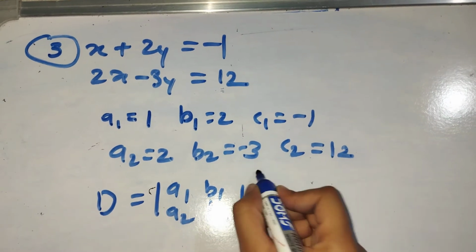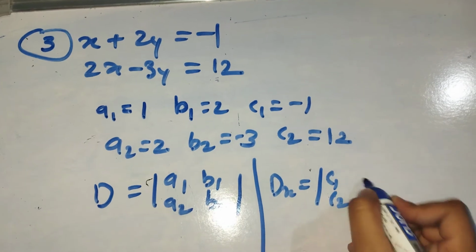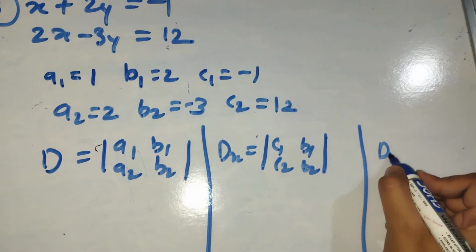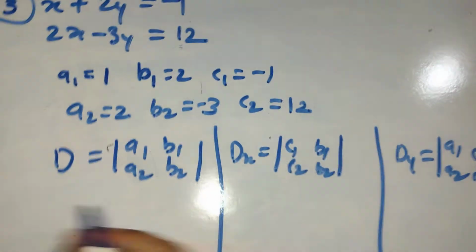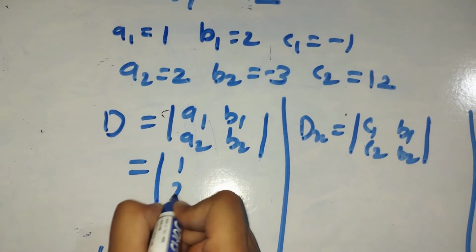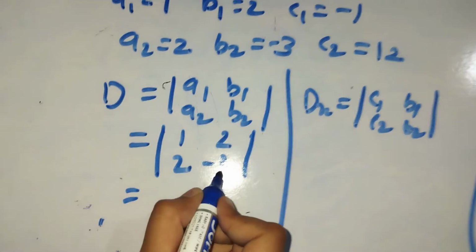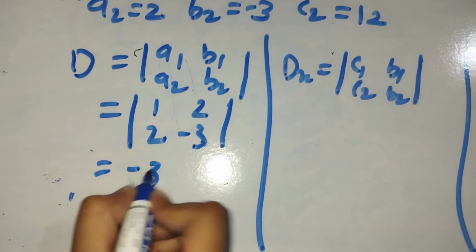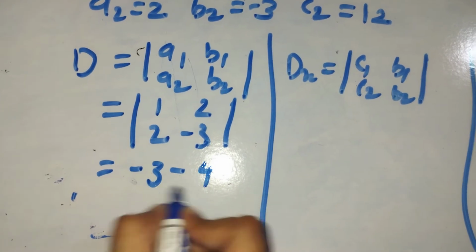Okay, and here we find dx, which is C1, C2, B1, B2 as it is, and now we find dy, which is A1, A2, C1, C2. Okay, so here we first find the d value. A1 2 minus 3, which is minus 3, multiplied by minus 1, which is minus 3, and minus is your formula sign, and 2 2s are 4, nothing but minus 7.